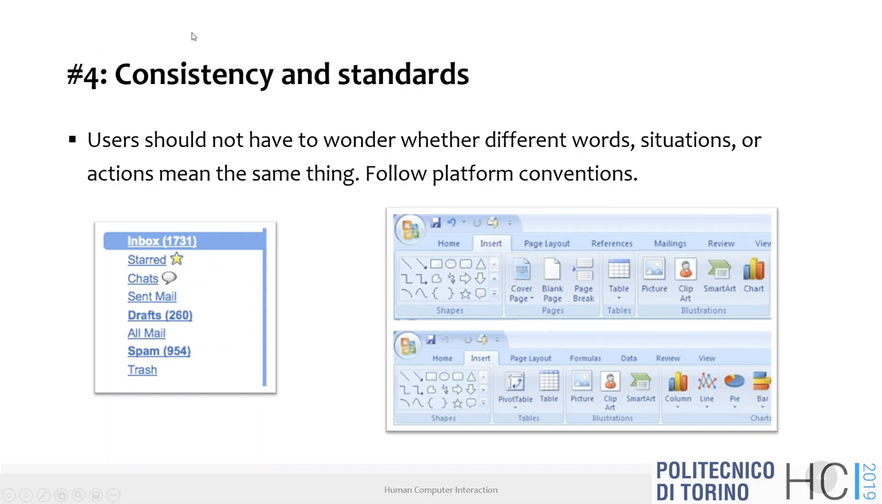So, for example, this is an old screenshot from the Gmail interface. The words here, inbox, sent mail, drafts, all mail, are very plain, direct words. They're not trying to be clever with words or in some strange meanings. So it's very difficult to understand the wrong meaning for any of these labels. They've been very carefully selected. A draft is not sent. A sent is not the outbox.